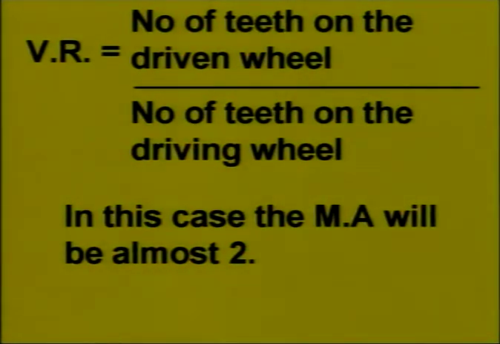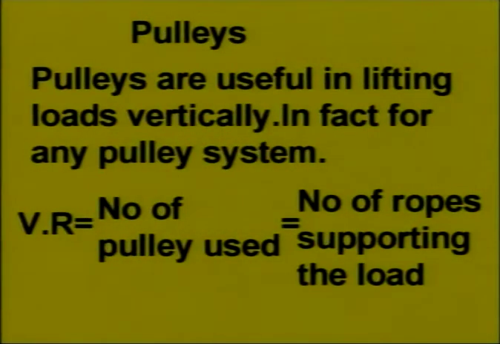We have finished, so we will now move on. This time we'll look at the pulley. A pulley is useful in lifting loads vertically. In fact, if you want to calculate the velocity ratio, then you can use the number of pulleys or the number of ropes that are used on a pulley.